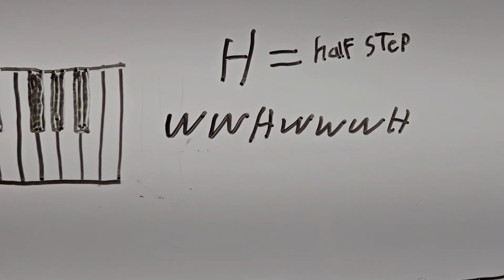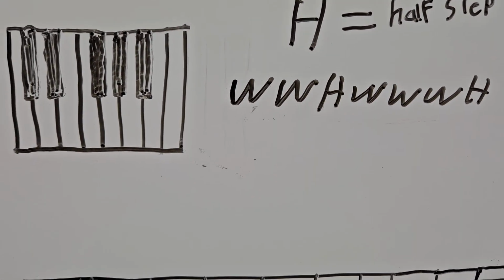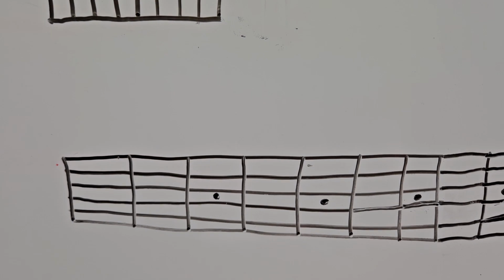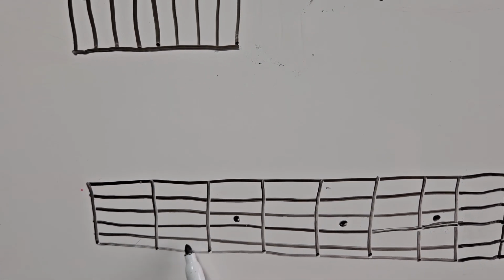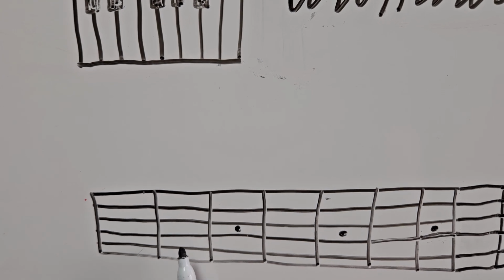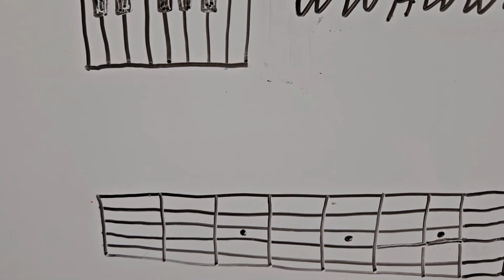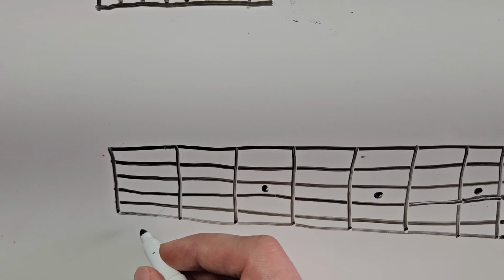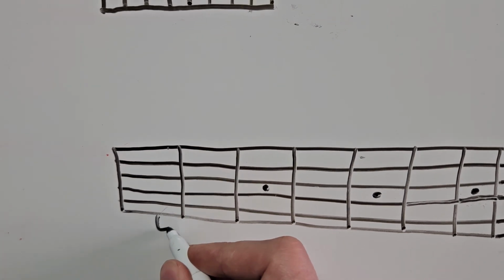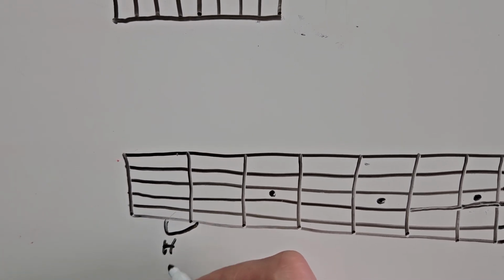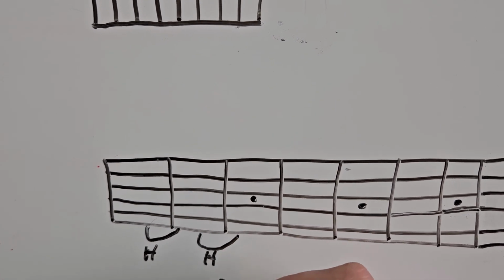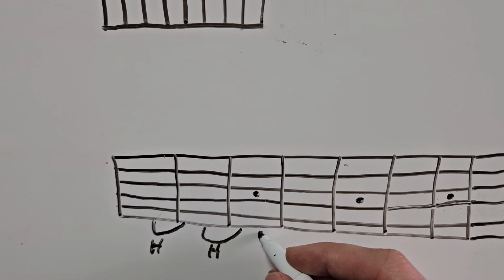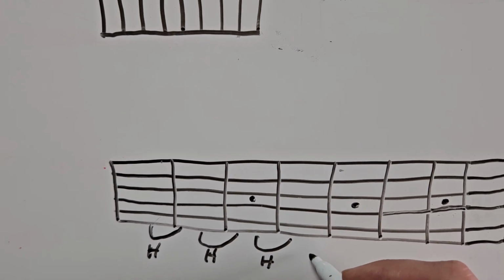And basically what this represents is following along a string, you're going from one fret directly to the next fret. That's a half step distance. So just to illustrate, from here to here, that's a half step. Here to here, that's a half step. And so on and so forth.